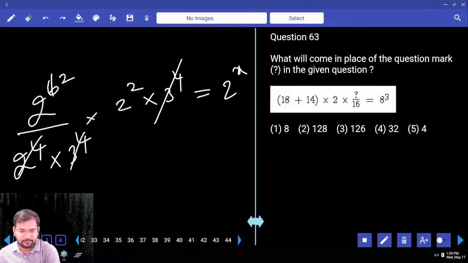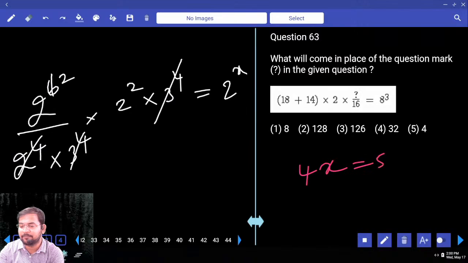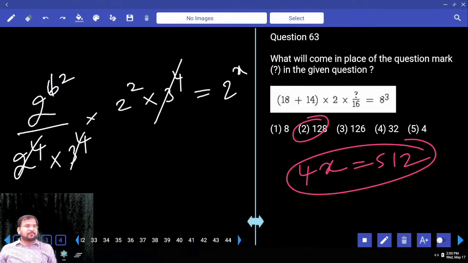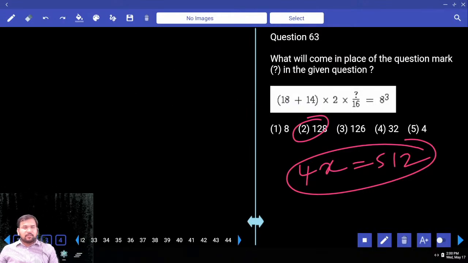18 plus 14, 30. 32 into 2, 64. 64, how many times 16? 4x is equal to 512, na? Yes or not? 512 half is 256, 256 half. Your answer is 128. Are you ready?